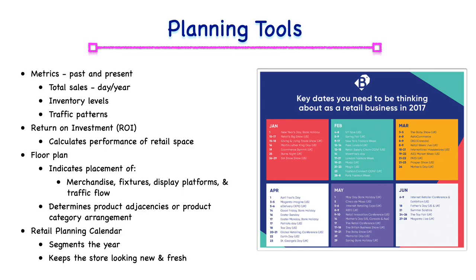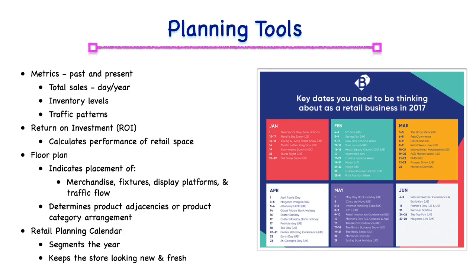Visual merchandise planning tools such as metrics, return on investment, also referred to as ROI, product placement, and the retail planning calendar are used to set up the store in a way to maximize exposure in pursuit of meeting financial goals. So, metrics that are looked at are metrics from the past and the present. They include total sales by day and or year. They can also include inventory levels and traffic patterns. Your ROI calculates performance of the retail space.